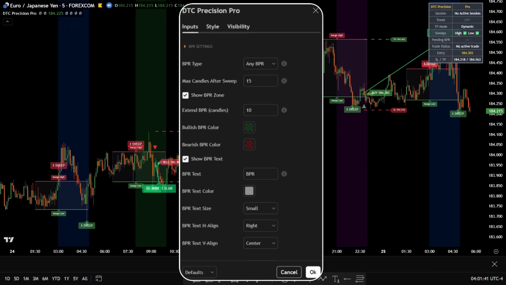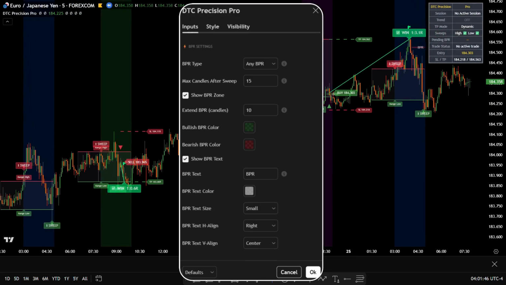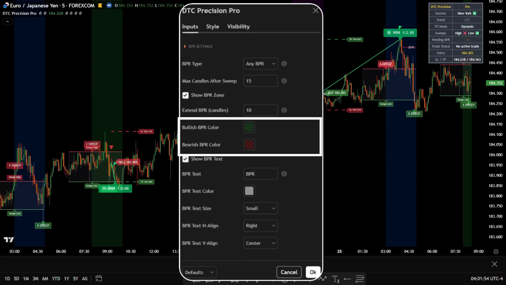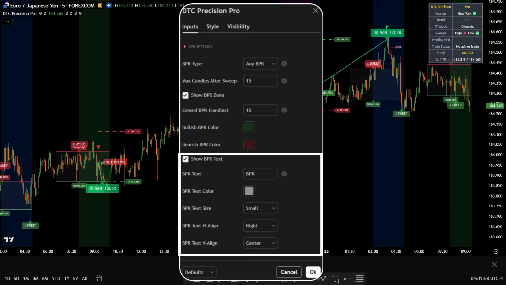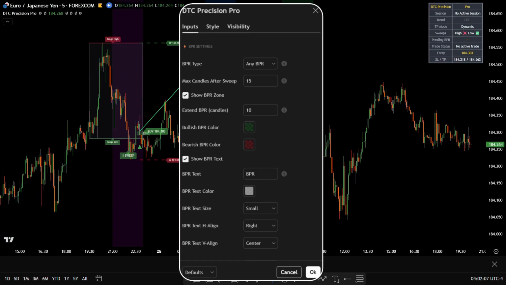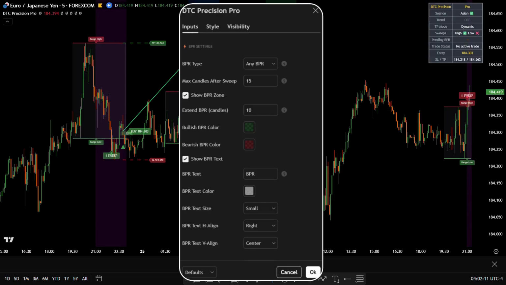The rest of these settings control how the BPR box looks on the chart. You can set the bullish and bearish BPR colors, the text inside the box, its size, alignment, and how many candles the box extends forward. All purely visual. They don't affect the logic.